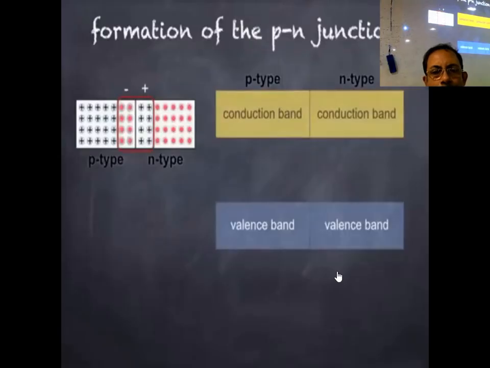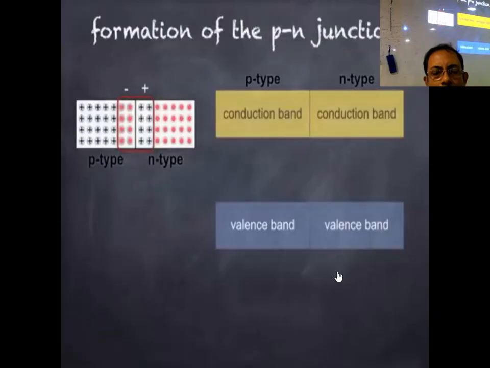Because of this, a potential difference is set up between the ends of the depletion layer, known as the junction voltage or potential barrier, which opposes the flow of further charges across the junction. In order for the p-n junction to conduct, this junction voltage must be overcome.